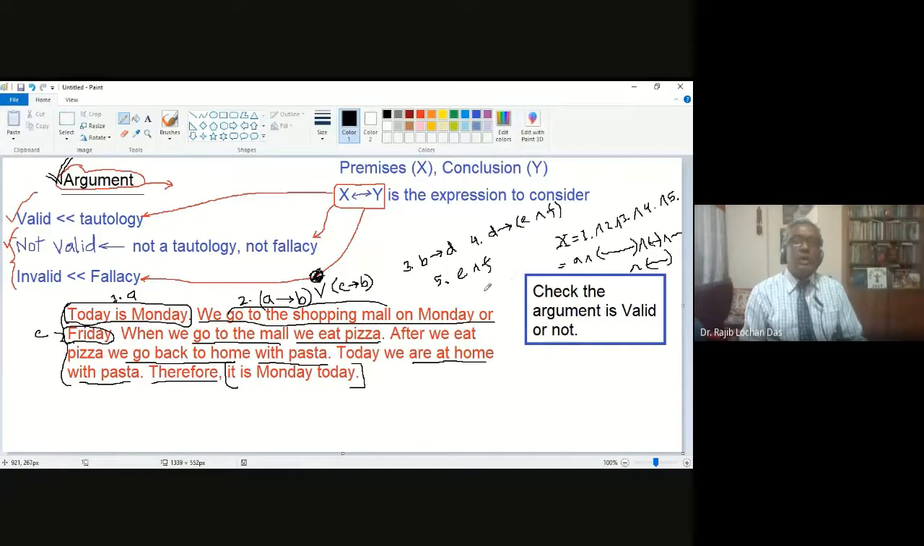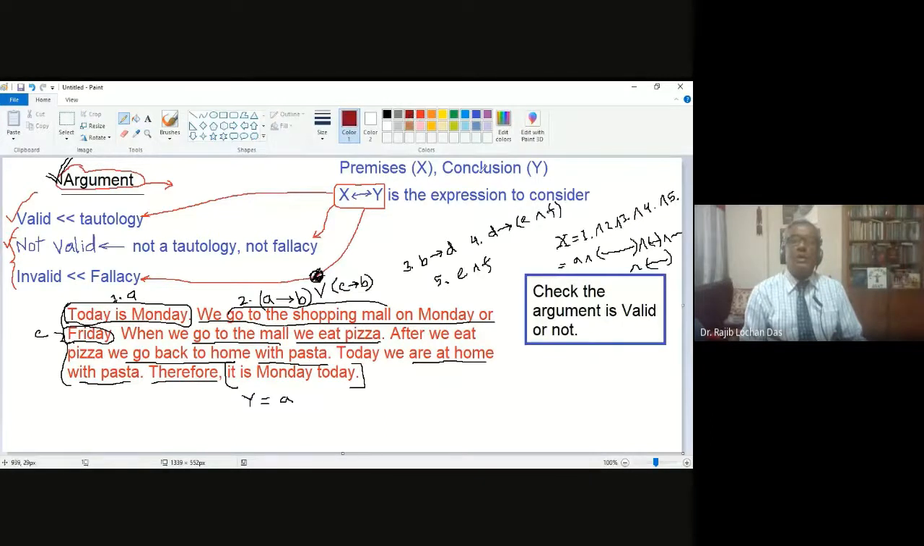And what is your Y? This part is my Y. Y is one single sentence, that is today is Monday, that is A. So fine, it is my Y. Y is only a single sentence, and it is A, one single variable. There is no and, no or, nothing. So fine, this is my X and this is my Y.